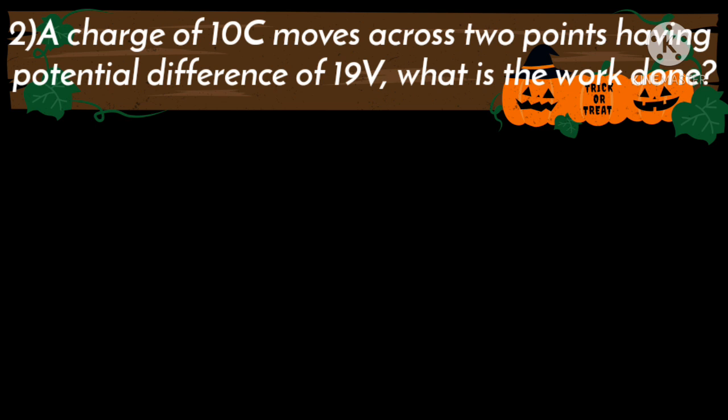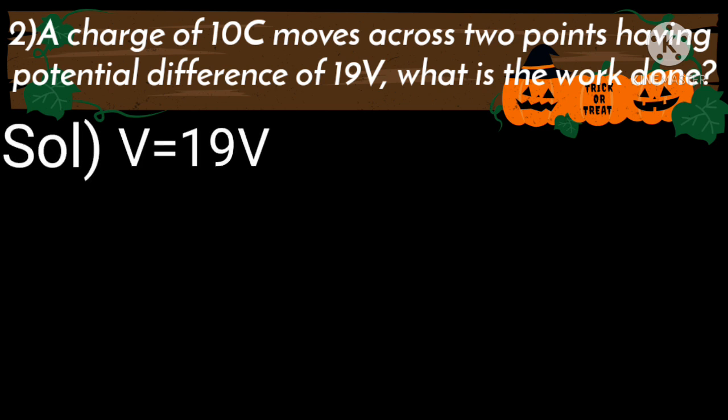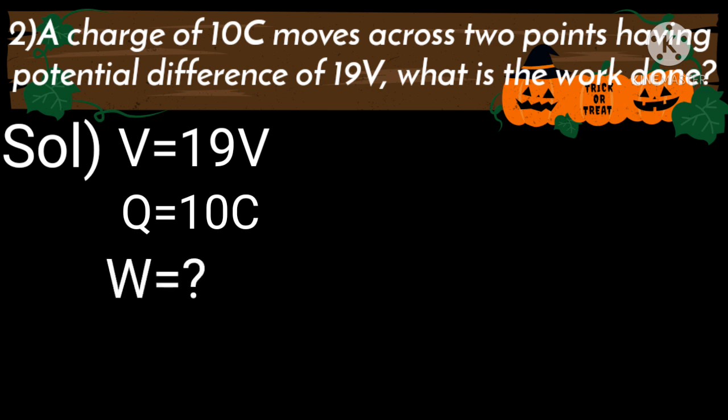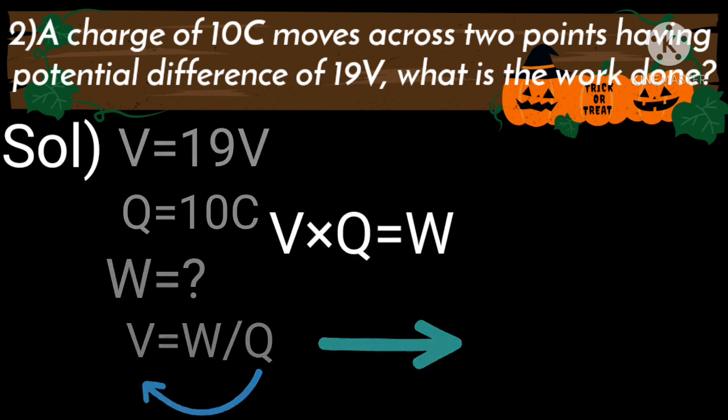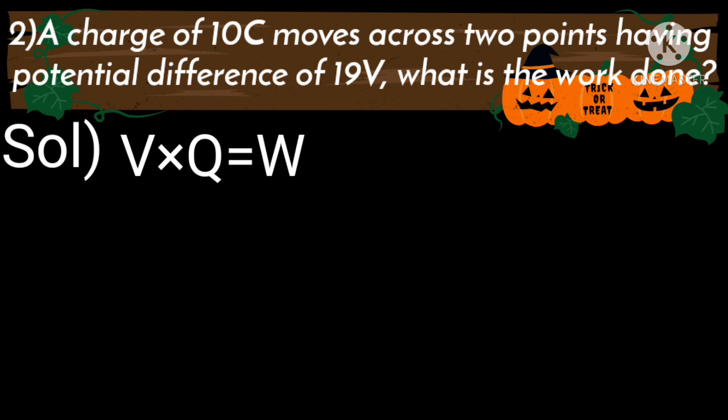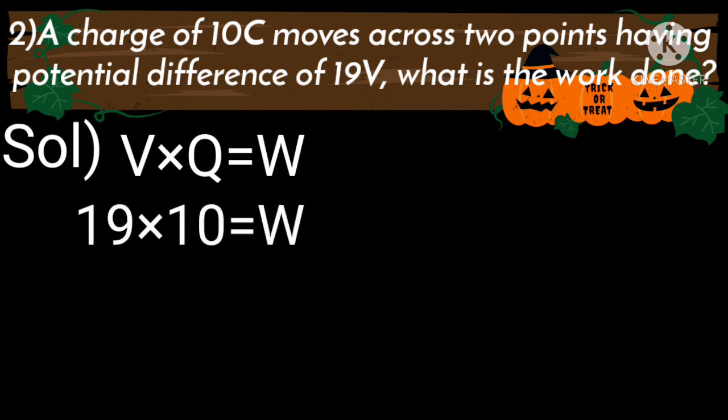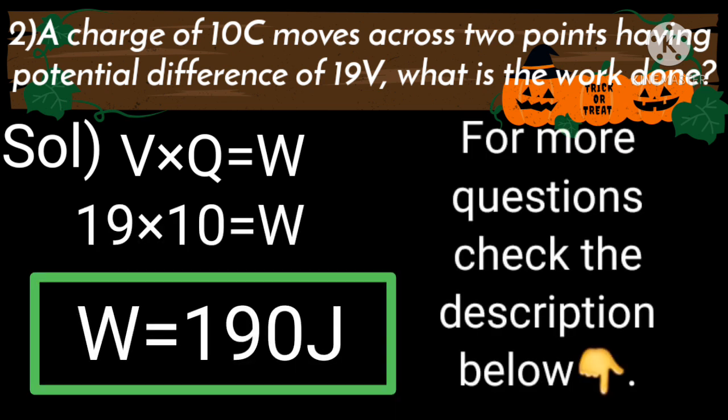A charge of 10 coulombs moves across 2 points having a potential difference of 19 volts. What is the work done? It is given that the potential difference V is equal to 19 volts. The electric charge Q is equal to 10 coulombs. We need to find the work done, that is W. We know that V is equal to W by Q. On taking Q to the left hand side, we get V into Q is equal to W. On substituting the values, 19 into 10 is equal to W. Therefore, W is equal to 190 joules.